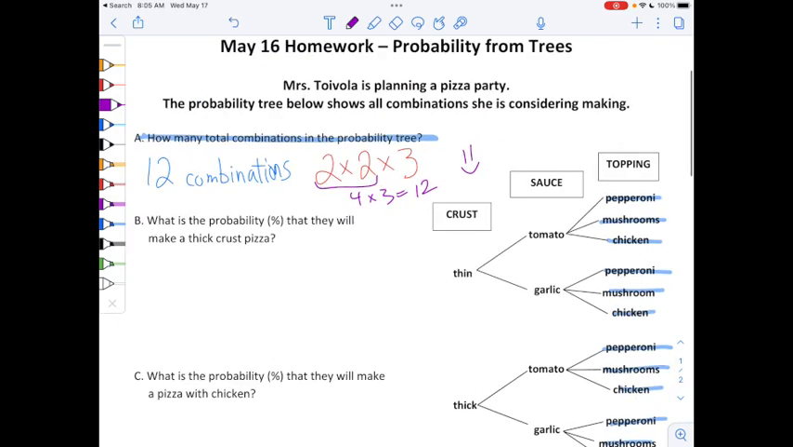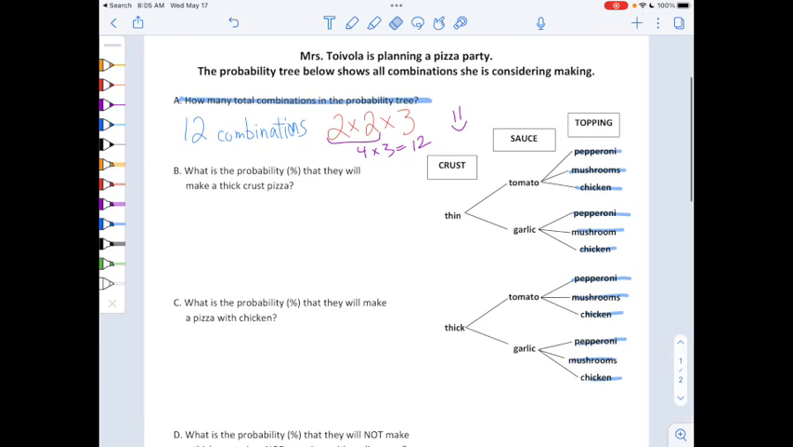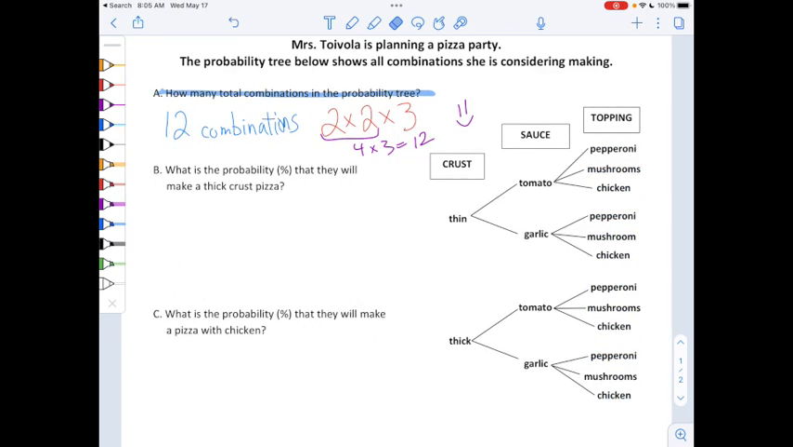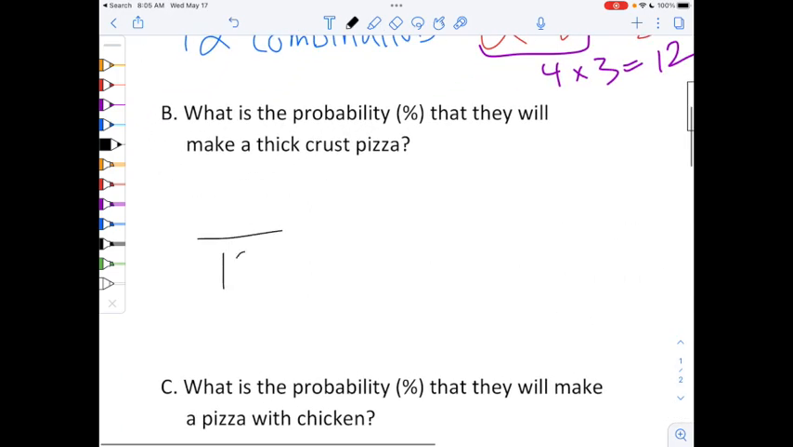Now, if you didn't get the answer of 12, pretty much everything else on the page is going to be wrong, but you can check your numerators, at least in your fractions, to see if you got that part of the probability correct. So part B, what is the probability as a percent that they will make a thick crust pizza? So we know that there are 12 total combinations.